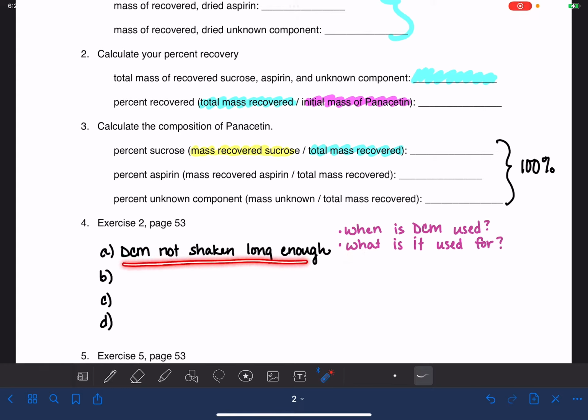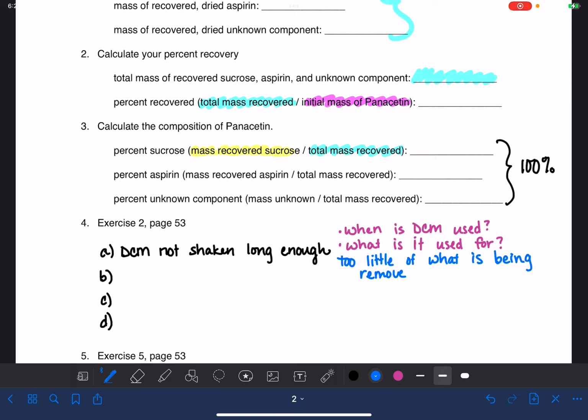And if you don't shake with the dichloromethane for long enough, that means you're not allowing enough time for that one component to get separated from the rest. So how is that going to have an effect? What type of effect is that going to have? We want to be answering what's going to be too high, what's going to be too low. Not shaking for long enough with the DCM is going to result in too little of whatever is being removed by the dichloromethane.